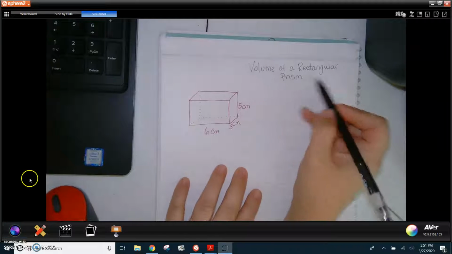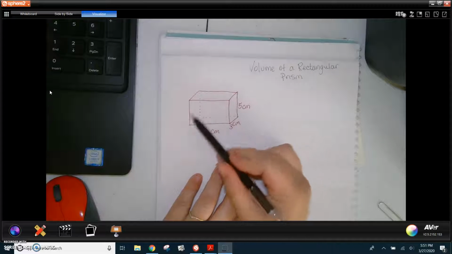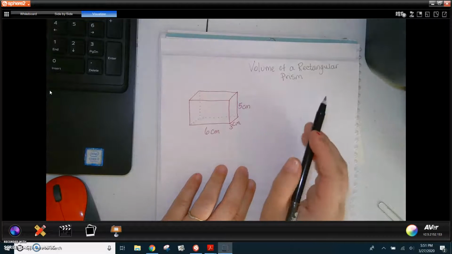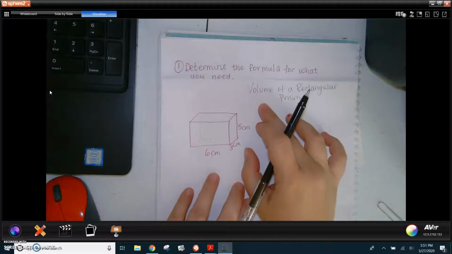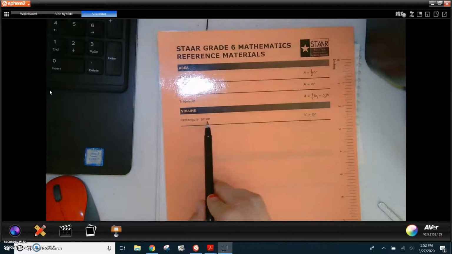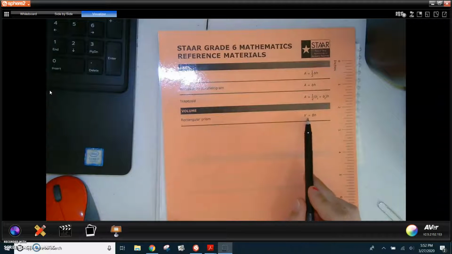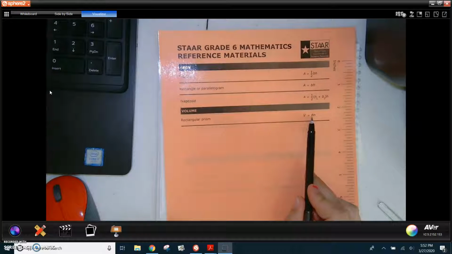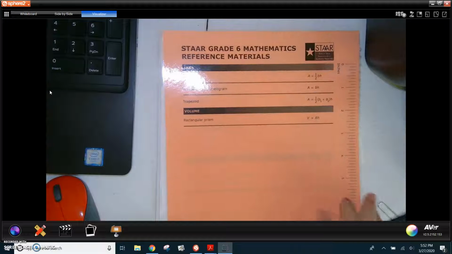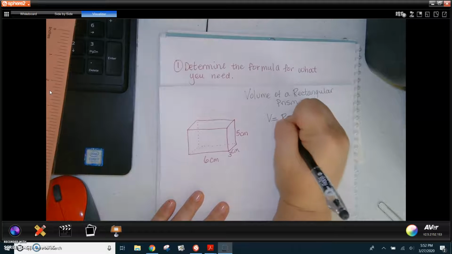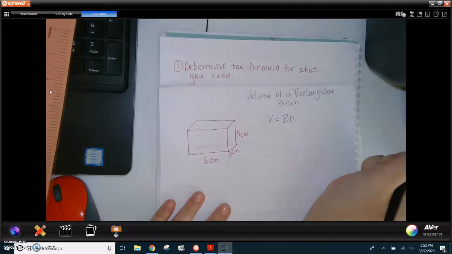So volume of a rectangular prism is a three-dimensional object. It has a length, a width, and a height. Okay, so to find volume, step one is we're going to determine the formula for what you need. So I'm going to use my math chart, and it says volume of rectangular prism is V equals capital B times H. It's a capital B, but sometimes we refer to it as the big B. So it's important that that stays capitalized. Volume equals capital B, or big B, times H.